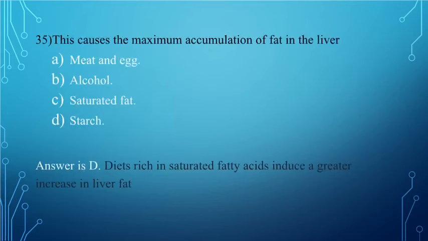35. This causes the maximum accumulation of fat in the liver: meat and egg. Alcohol. Saturated fat. Starch. Answer is D. Diets rich in saturated fatty acids induce a greater increase in liver fat.